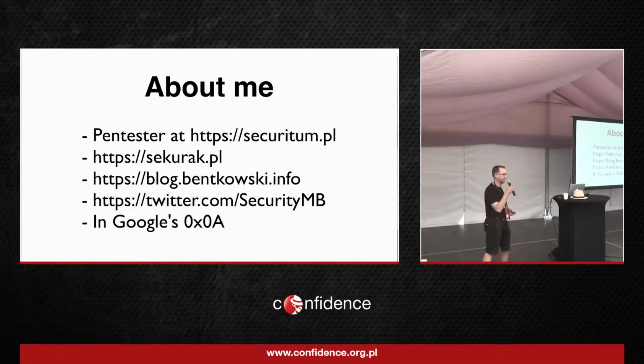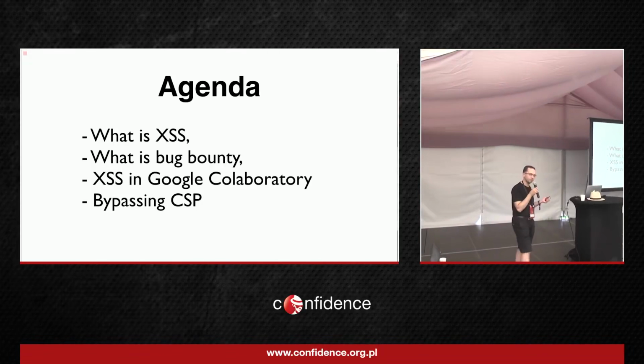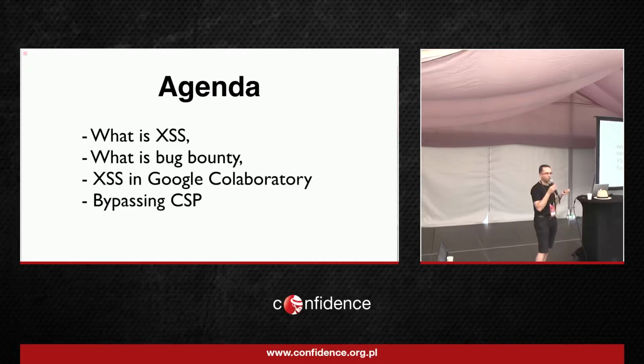So what are we going to talk about? I will start with the basics because the presentation is about an XSS found in a bug bounty. So I will say a few words about what XSS is and what a bug bounty is. Then I will show you an exact case study of an XSS bug I found in Google Collaboratory. You will see what I tried, how I failed in the beginning, and what I was able to do to exploit the XSS at last. And at the end, I will show you how I was required to bypass content security policy for that XSS to execute.